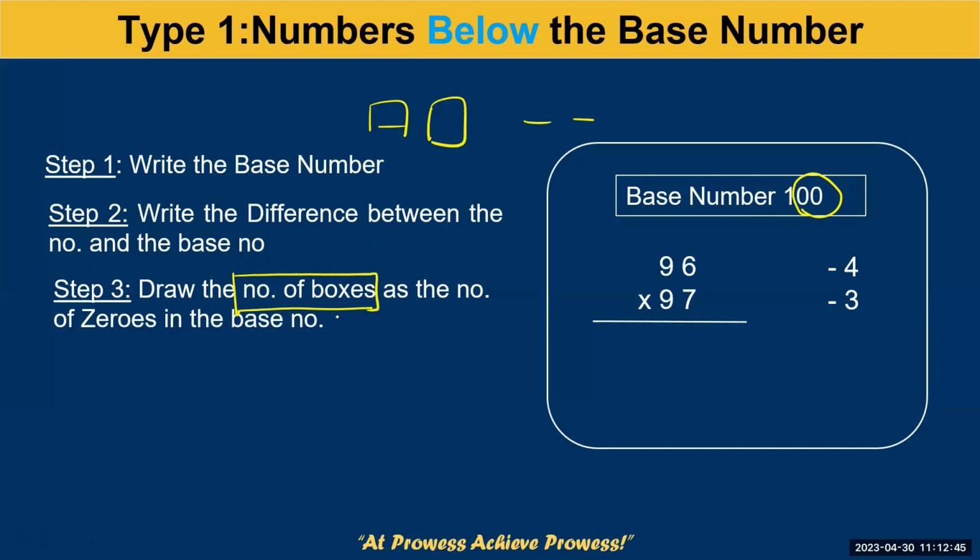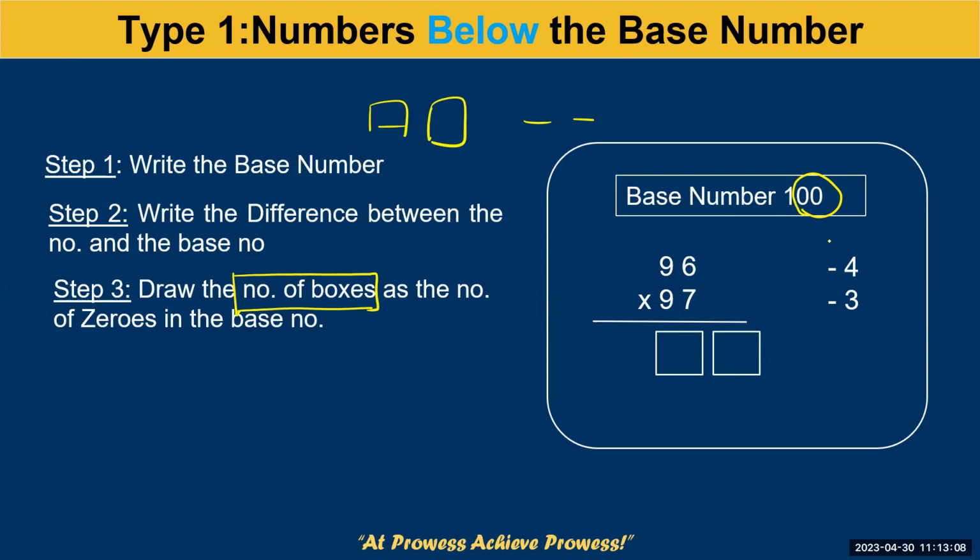Draw the number of boxes as the number of zeros in your base number. So here you can see there are 2 zeros in my base number. So I will draw 2 boxes in my answer. Initially, I have drawn the boxes so that it is easy for you to distinguish. But gradually, once you're used to this method, you can do it directly also. So the number of boxes I've drawn is 2.